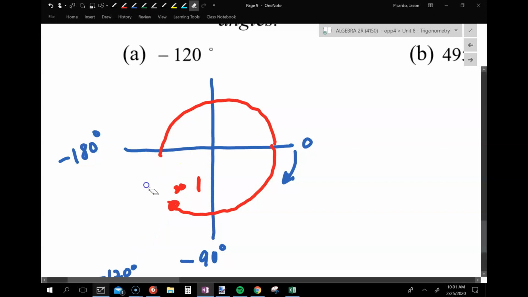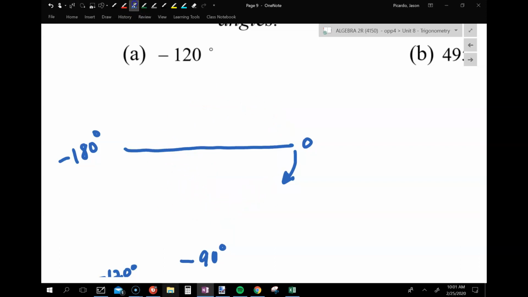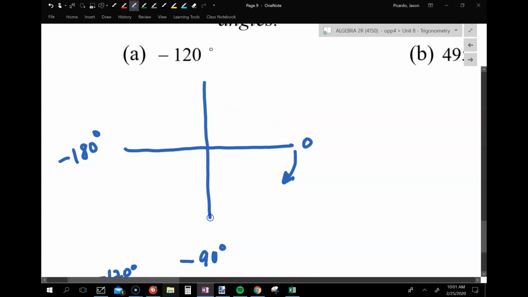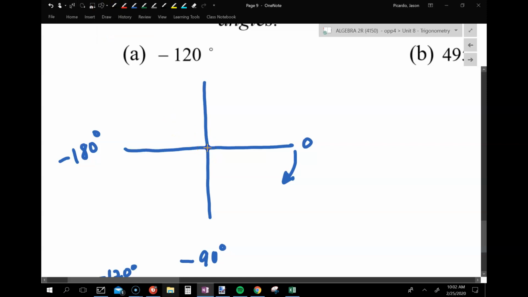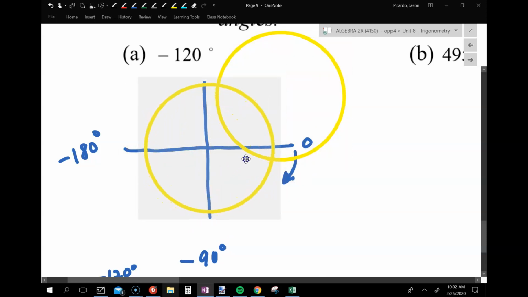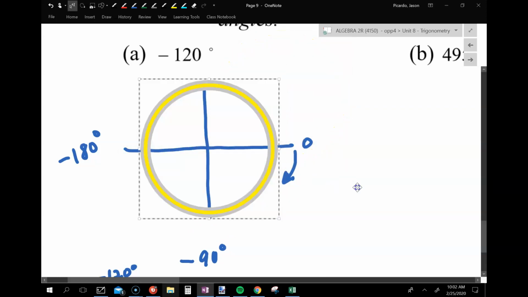Let me try to, this is a mess. Let me redraw this. This is terrible. I'm disappointed. I could probably actually just do this, right? Oh my God. That's a little better.